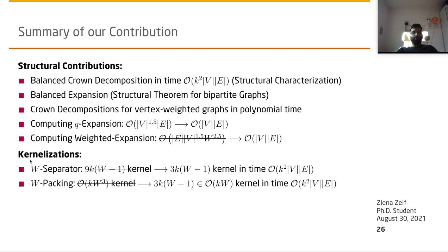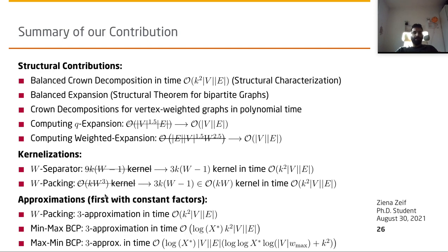Moreover, we improve the state-of-the-art kernelization algorithms for the W separator problem and the W packing problem, and we give first constant approximation algorithms for the W packing problem and for both variants of the balanced connected partition problem. In the end, I would like to point out the factor of 3 that we can find in all of our results here. This is not by coincidence, this is exactly the ratio factor of 3 of the balanced crown decomposition that I mentioned in the middle of the talk.